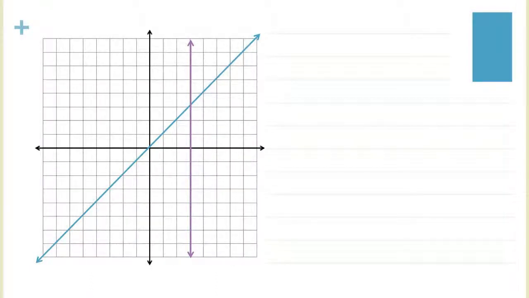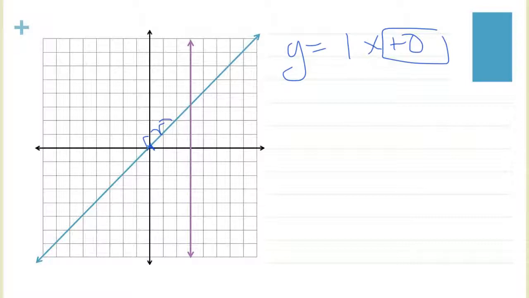That blue line looks really familiar. My y-intercept is 0, so it's y equals something x, and then there's nothing at the end. Okay, well, what's my slope? Up 1 over 1, up 1 over 1. Oh, my slope is 1. Again, I could write it like that, but that would look silly. So it's just y equals x.